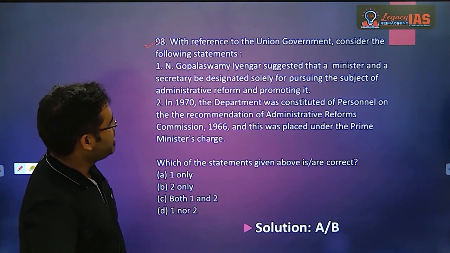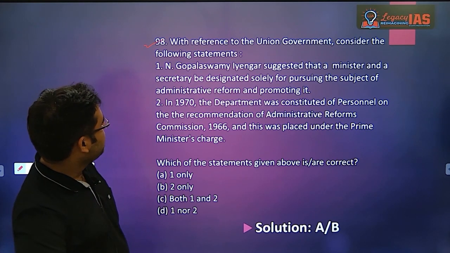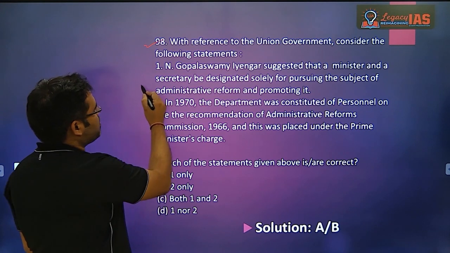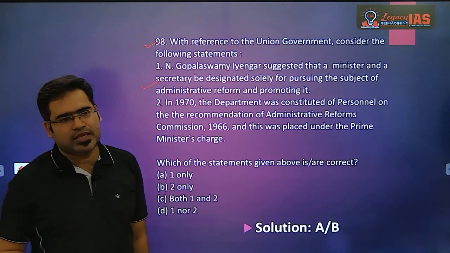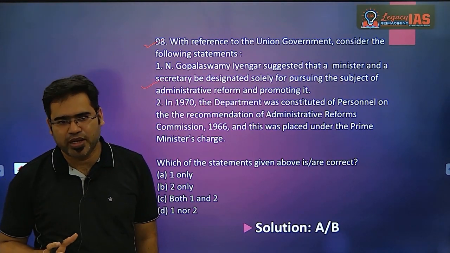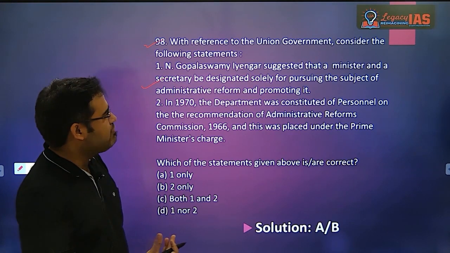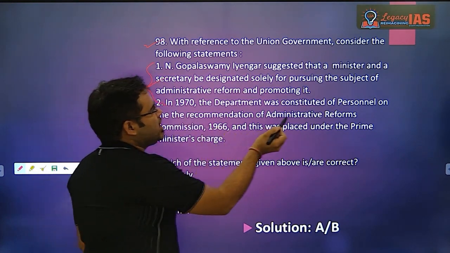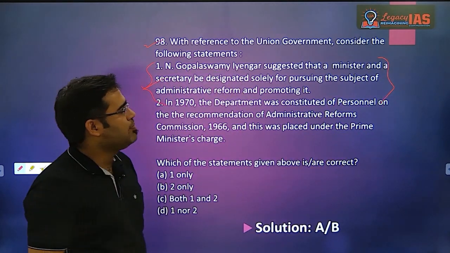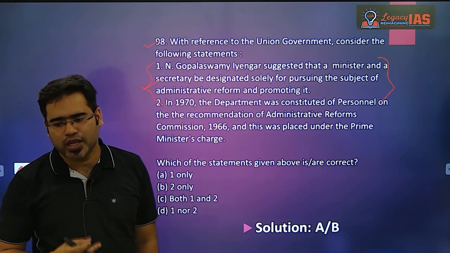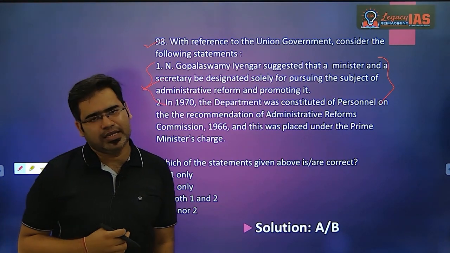First, N. Gopalaswamy Iyengar suggested that a minister and a secretary be designated solely for pursuing the subject of administrative reform and promoting it. There was a committee on the reorganisation of the government machinery in 1949, and Gopalaswamy Iyengar was part of it. If we go deeper, he has suggested this: that pursuing and promoting administrative reform needs to be the responsibility of a minister as well as the secretary of that department, correct?